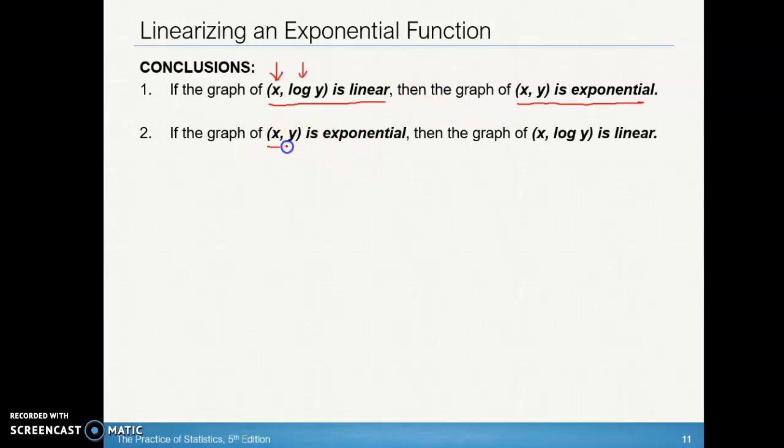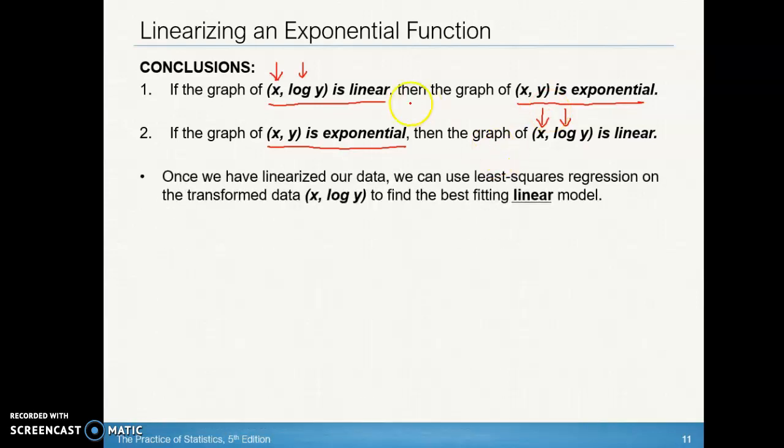If the graph of x, y is exponential and we're able to say that, then if we graph all of the x values and take all of your y values and put a log in front of them, we know that graph is going to be linear. Once we have made our data linear, we can use least squares regression on the transformed data, x, log of y, to find the best fitting linear model. So we are going to find the linear model based on what graph makes it linear. So x, log of y, that's what we're going to do the exponential regression on.